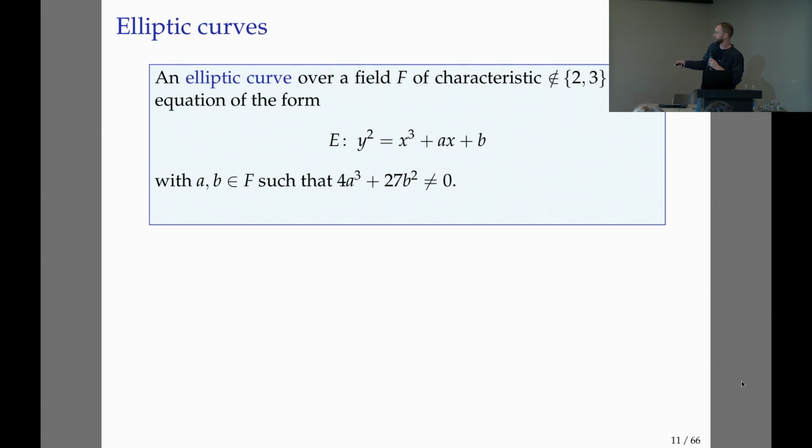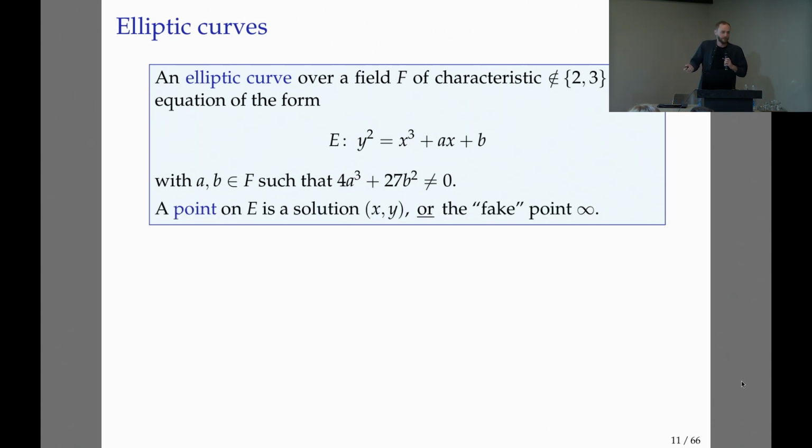So it's a quadratic equation in one variable y, and then there's another term on the right side that's cubic in x. And A and B are in some field. In cryptography, this is a finite field, and there's a little technical condition to make sure that this curve is actually non-singular. Otherwise, things kind of break down, and none of this theory really works. So for an elliptic curve, we require that it's not a singular curve.